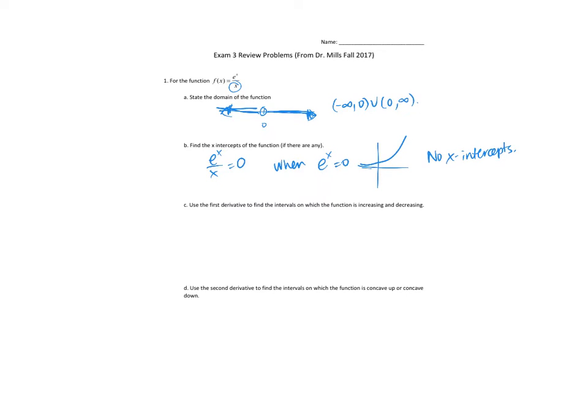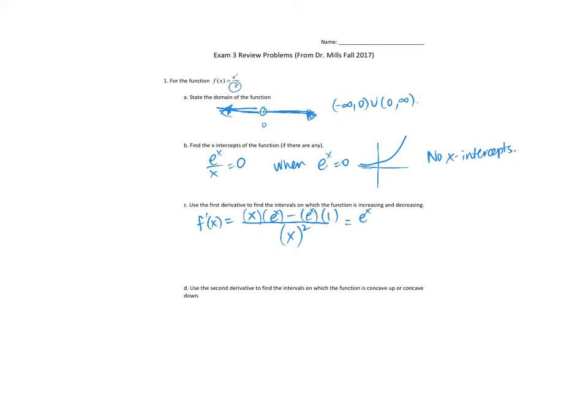Then use the first derivative to find the intervals on which the function is increasing and decreasing. If I take the derivative, f prime of x, I notice that the function is a rational function, so I can use the quotient rule. I'll put my skeleton there of the quotient rule. It's going to be the bottom function times the derivative of the top, minus the top function times the derivative of the bottom, and then square the bottom function.